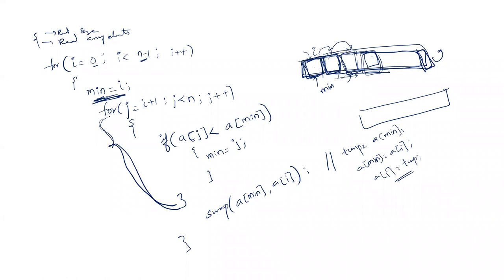So this is the logic for finding the minimum element, but I'm not directly taking the minimum element because I cannot swap it that way. Instead, I take the index of the minimum element, and by using that index, it is easy to swap. Therefore, I am finding the index of the minimum element and using it to swap. This is the logic, and here the swapping logic is this one.